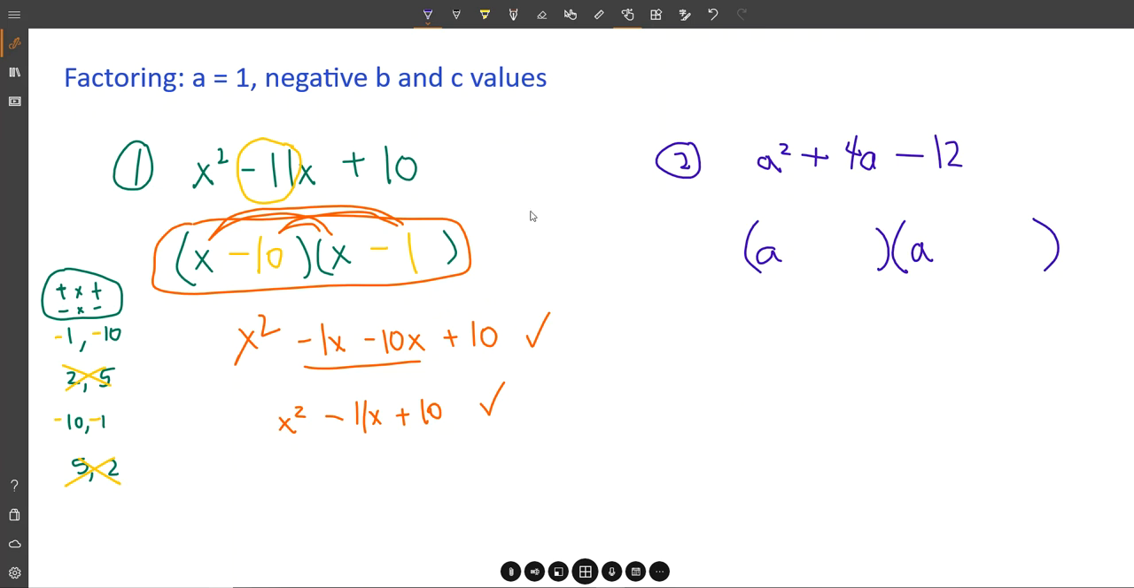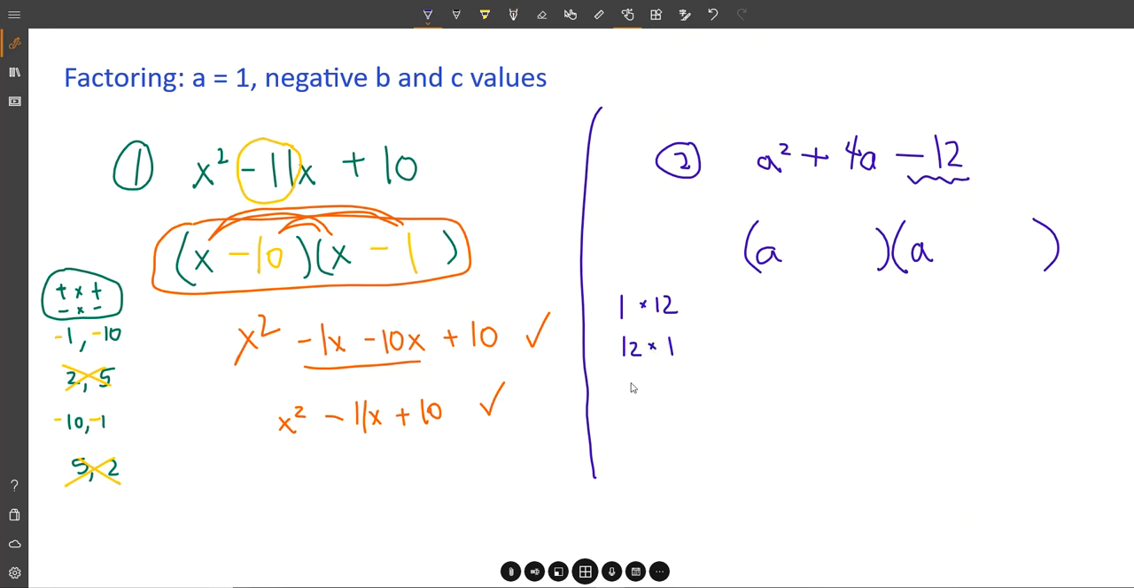Now, I need to think of some numbers that multiply up to get negative 12. Let's do that over here. Okay. So I could do a 1 times a 12. Maybe I'll even put a little times in here. 1 times 12. I could have done 12 times 1.